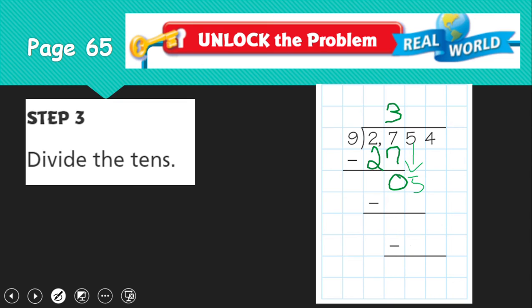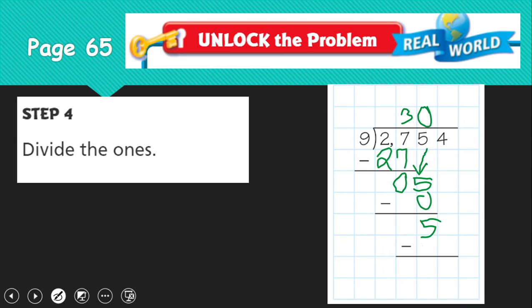Okay, and now we're going to divide by the tens. Can 9 go into 5 tens? No, it cannot. So we need to go ahead and state no. So we won't be using anything, and we're going to go ahead and subtract 0, okay, because 9 times 0 is 0. Subtract 0 gives me 5. So we are no longer in the tens place, and now we're going to be working in our ones. Now we're going to go ahead and bring down the 4, and now we have 54 ones.